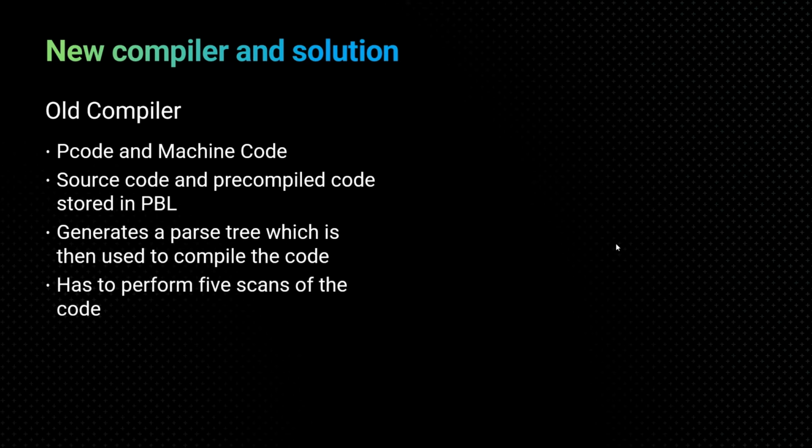And in order to compile the code, when you do, let's say, a full build, it has to scan the code 5 times because of all the inheritance.